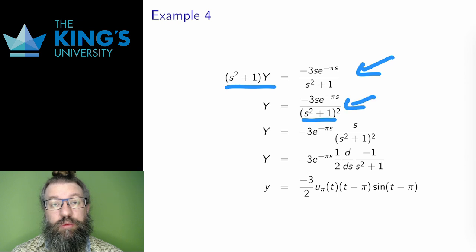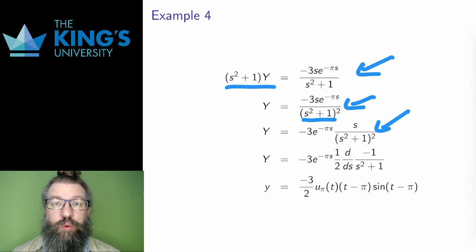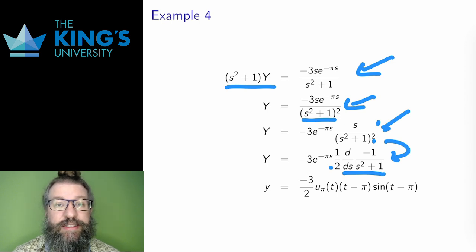I'd like to invert this to find the solution, but I have s squared plus 1 squared now when I divide by the second s squared plus 1. This is a bit tricky. But again, when I have powers like this in the denominator, I can think of these as derivatives of the single power of 1 over s squared plus 1. So if I set up the derivative, get the signs right, a 1/2 comes out, I get that this s over s squared plus 1 squared is the derivative of -1 over s squared plus 1 up to a 1/2. And this 1/2 can come out to get -3 out in front.